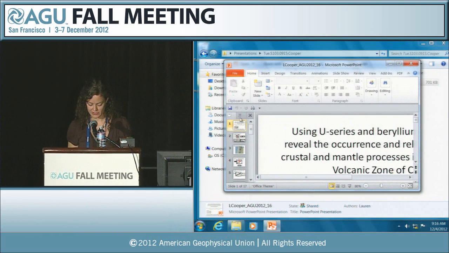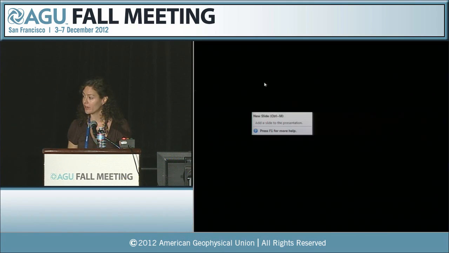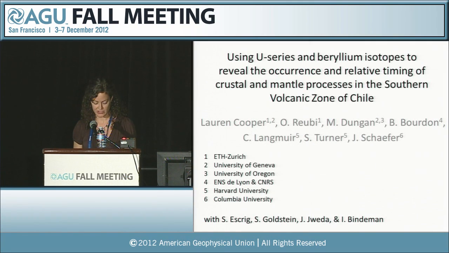Our next speaker is another invited speaker. This is Lauren Cooper, who will be discussing using U-series and beryllium isotopes to reveal the occurrence and relative timing of crustal and mantle processes in the southern volcanic zone of Chile.